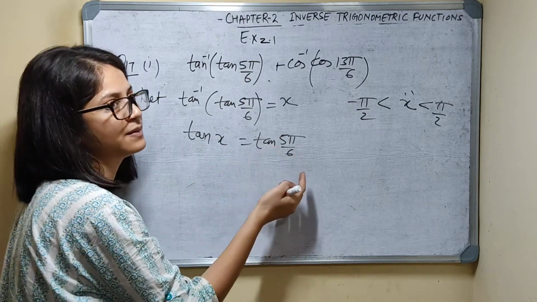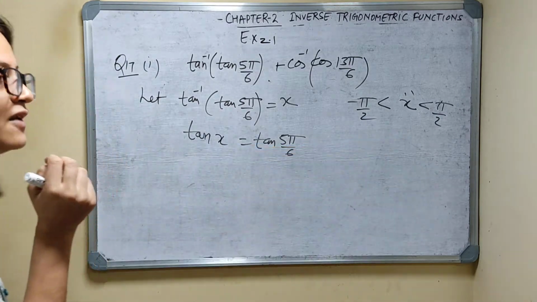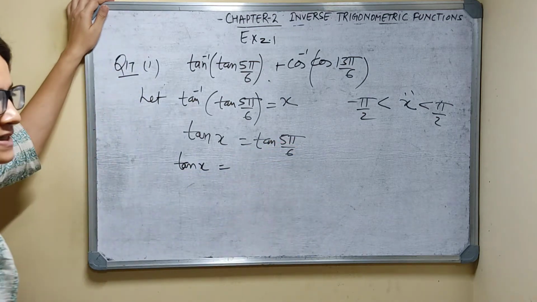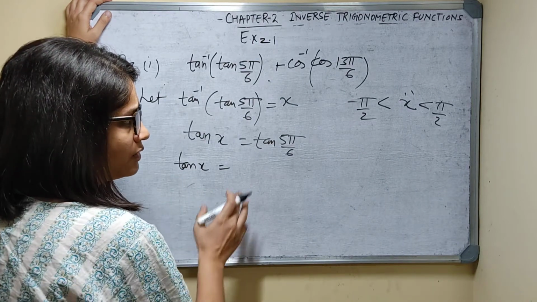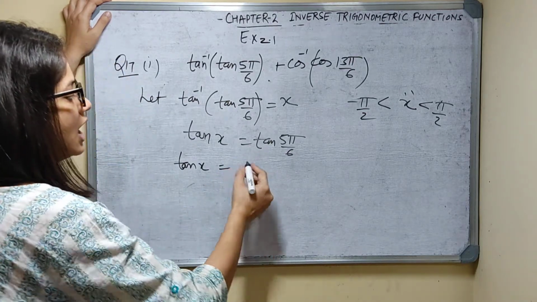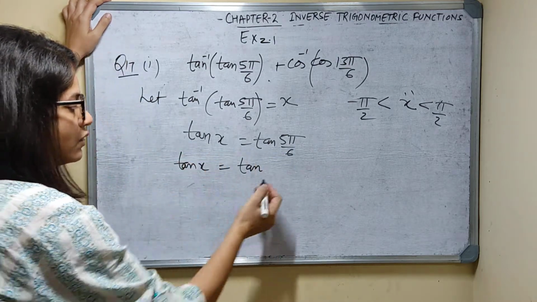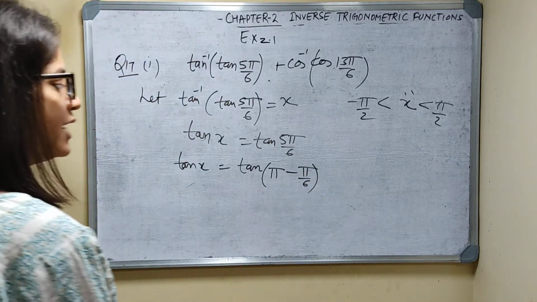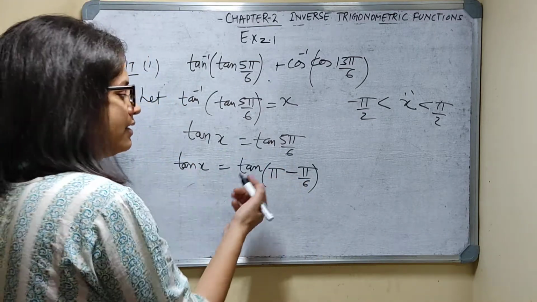So 5 pi by 6 means 150 degrees, but I don't want 150 degrees because the value should lie between minus pi by 2 and pi by 2. So how will I change it? I want the angle in the first quadrant or a negative value. So tan 5 pi by 6, I will write as tan of pi minus pi by 6. It is negative, since tan of 180 minus theta is minus tan theta, because in the second quadrant tan is negative.